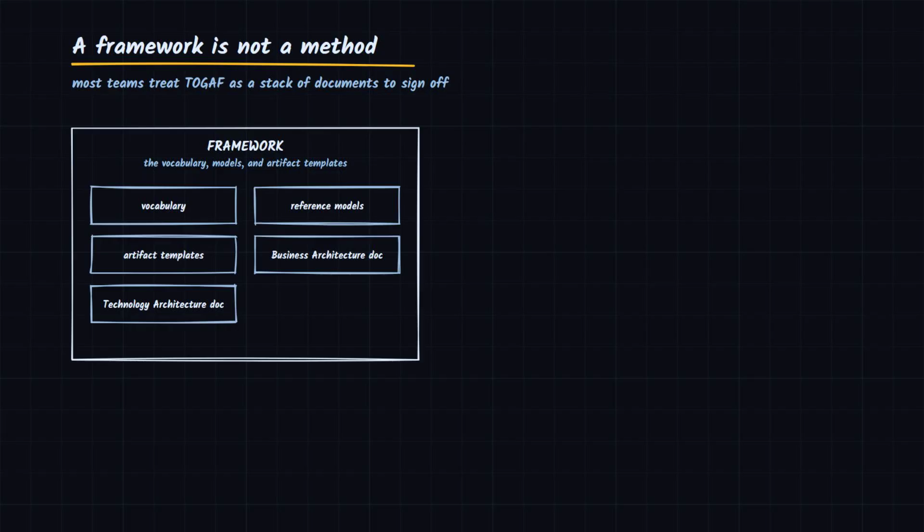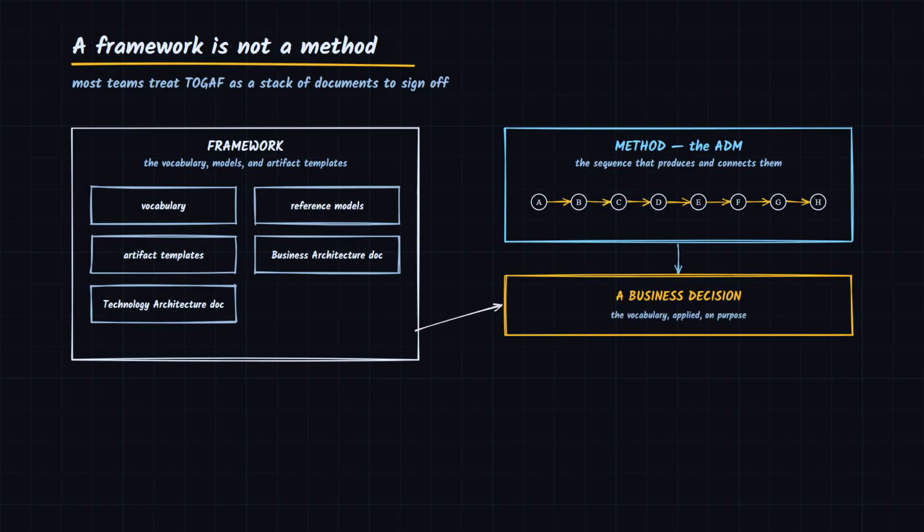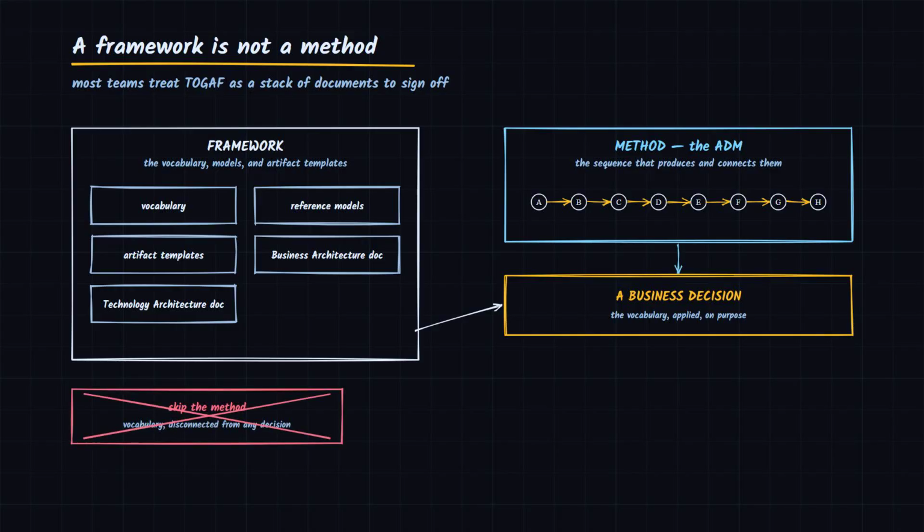TOGAF is actually two things stacked together. A framework, the shared vocabulary, the reference models, the artifact templates, and a method, the architecture development method, or ADM, the sequence you move through to actually produce those artifacts and connect them to a business decision. Skip the method, and you're left holding a vocabulary with nothing to do.